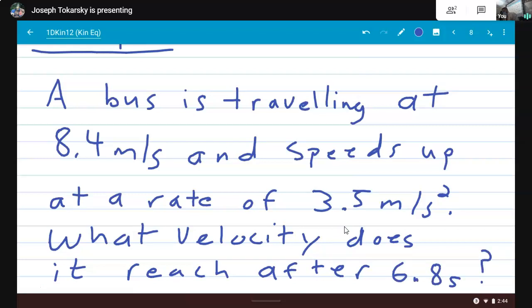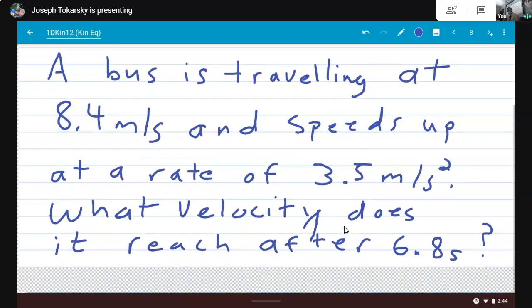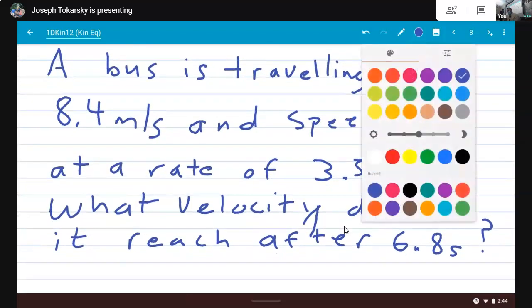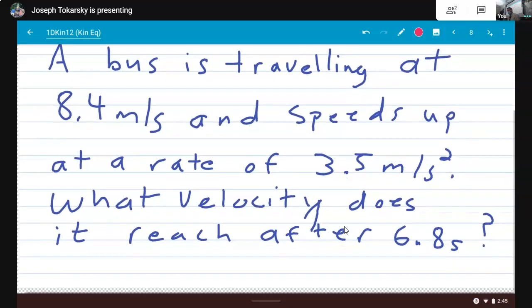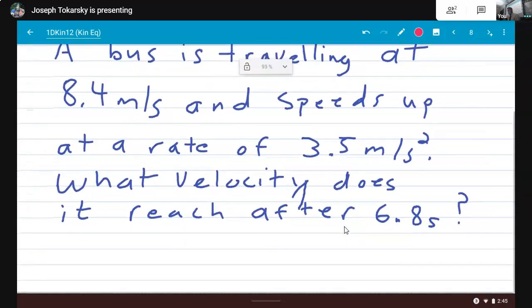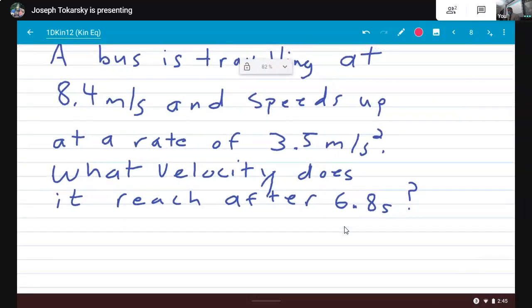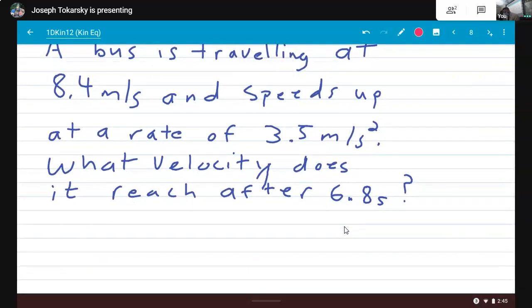The bus is traveling at 8.4 meters per second. It speeds up at a rate of 3.5 meters per second squared. What velocity does it reach after 6.8 seconds? You guys just take a minute to see what givens you got out of that. Make sure those are right, then we'll let you go and try to find the right equation, all right? Try to pick out the givens yourself. You have 5 possible givens: the I, the F, A, T, and D.